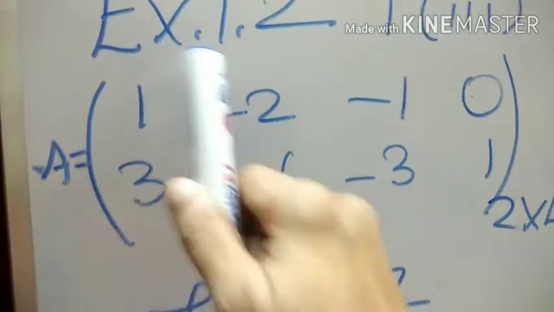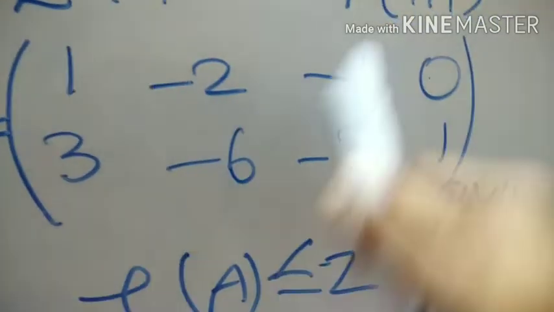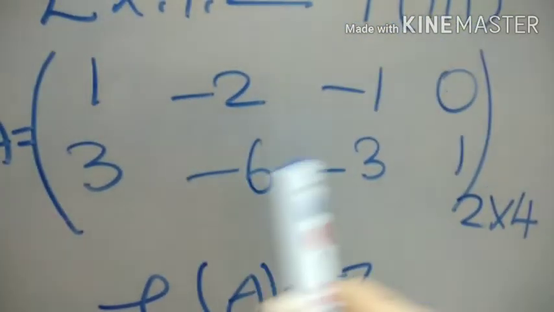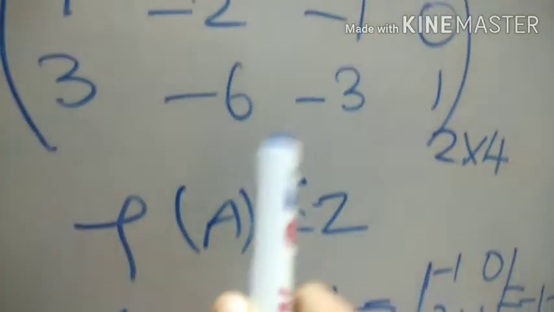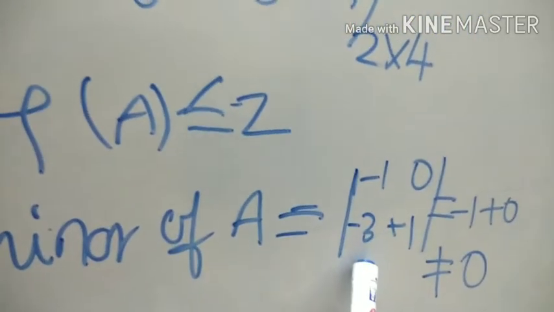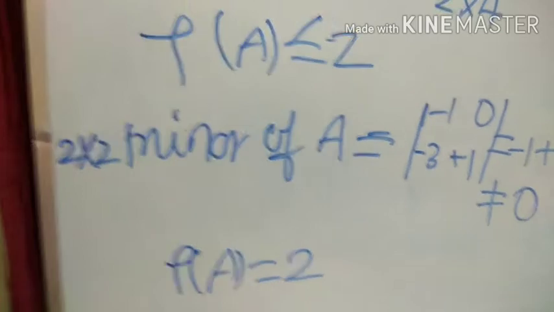Supposing I take the first and second column, my answer becomes 0. Second and third column also, my answer is becoming 0. But I am not bothered about these zeros. At least one 2 by 2 determinant is not equal to 0. I can immediately declare the rank to be 2.